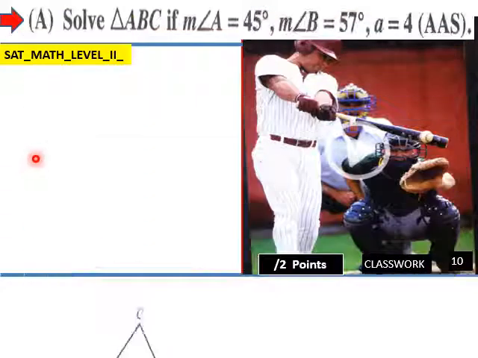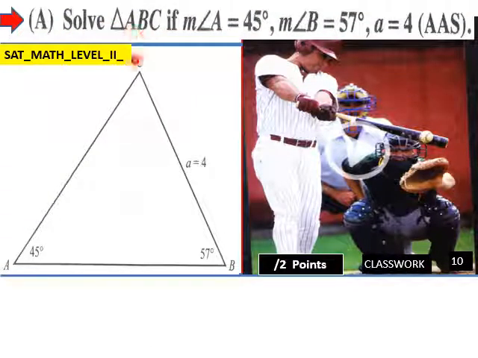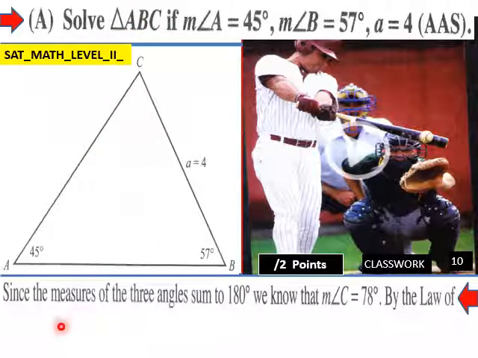So let's get into an actual example here. Solve triangle ABC. If the measure of angle A is 45 degrees, so here's our 45 degree angle here, 57 for B, and then the measure of a is 4. So here's your side measurement there, it is 4. So we need to solve the other angles and sides. Since the measures of the three angles sum to 180, we know that the measure of C is 78.